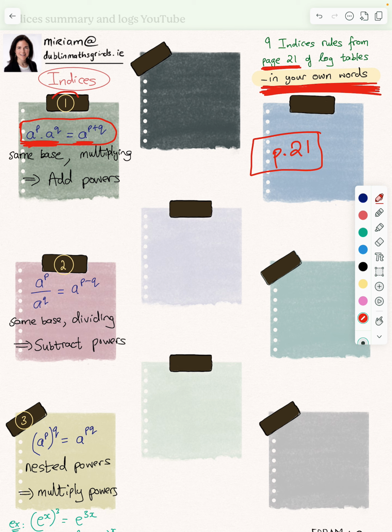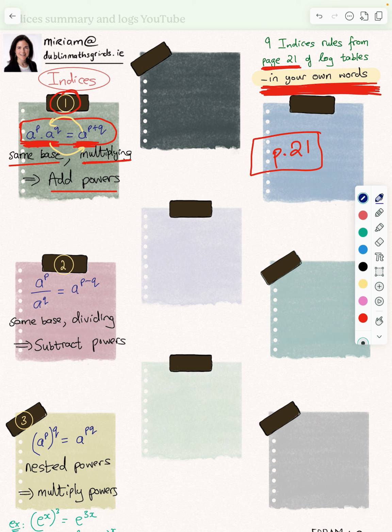Okay, so first one there, top left hand corner, page 21. A to the p times a to the q is a to the p plus q. So to talk yourself through it in your own words, what we have here is the same base. A is the base, you are multiplying, and what you do is you add your powers. Okay, and the other thing about this is that we need to be able to go both directions with this rule. So we need to be able to go from here to here, but also to go backwards.